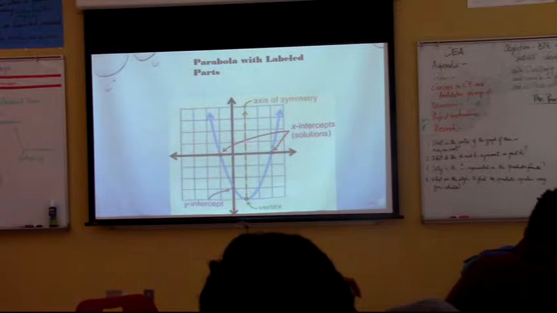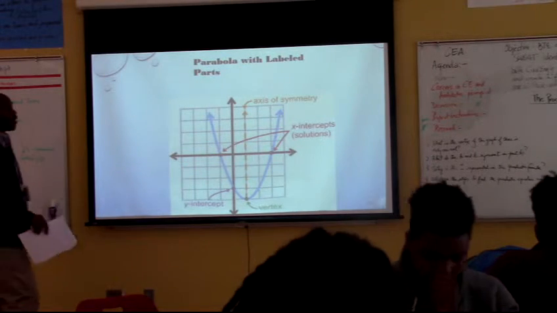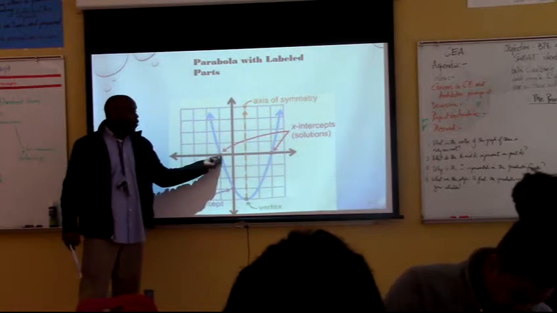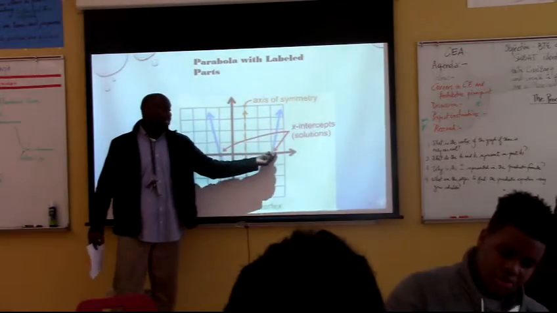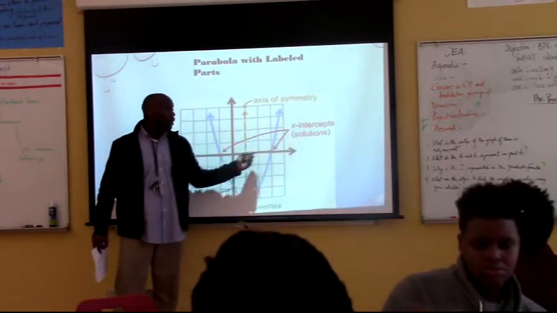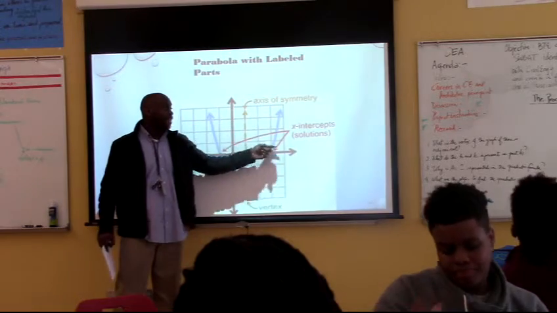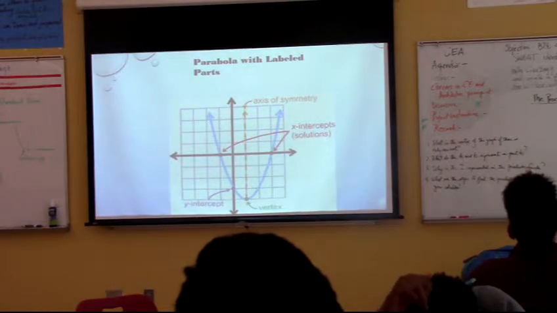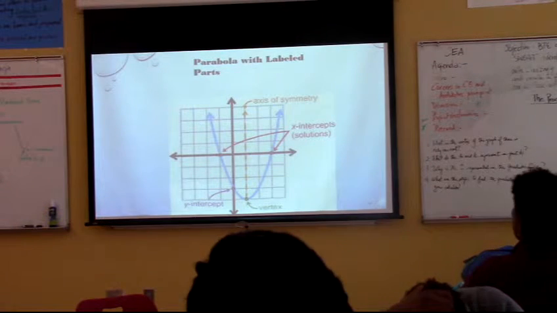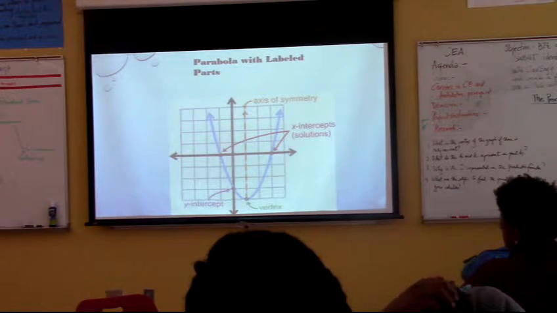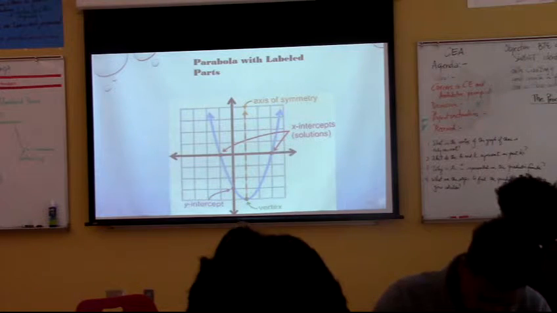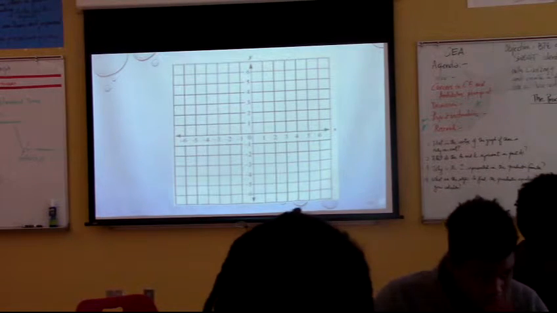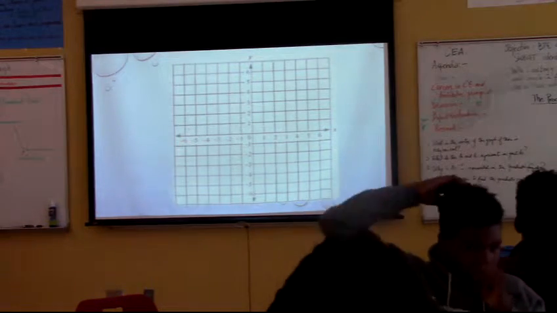When we talk about the solutions for our quadratic, we're always talking about our intercepts. So these are the two we're looking for, where it crosses our x-axis. All right, everybody got that? So now let's take a look at graphing a couple of them.